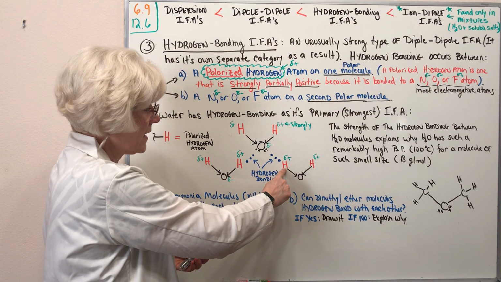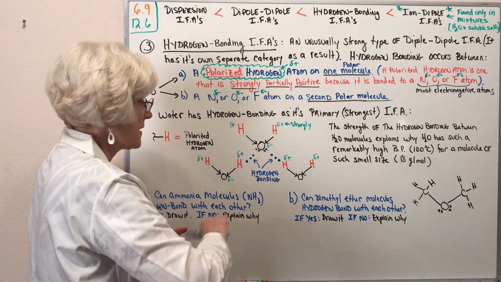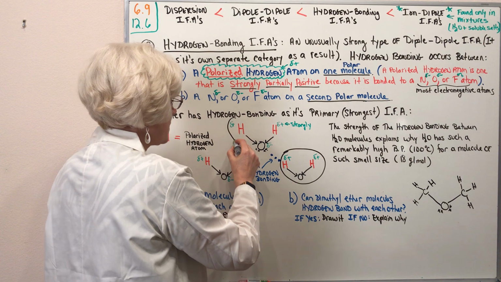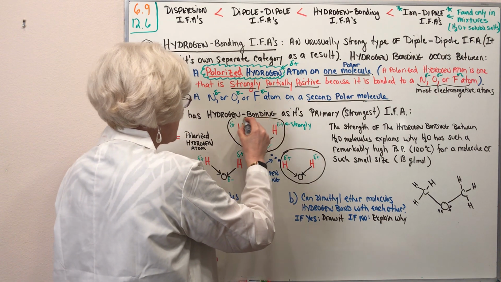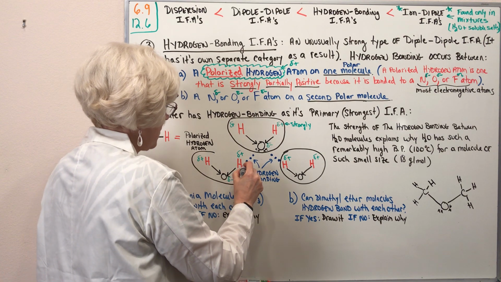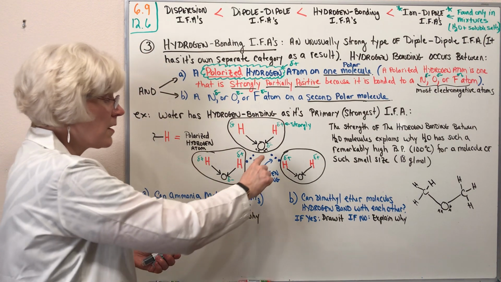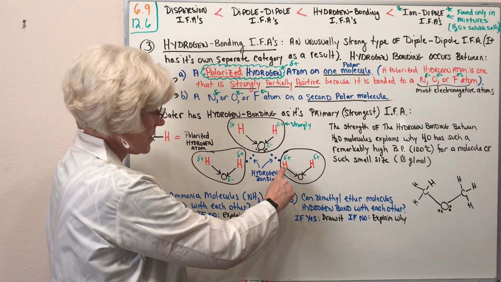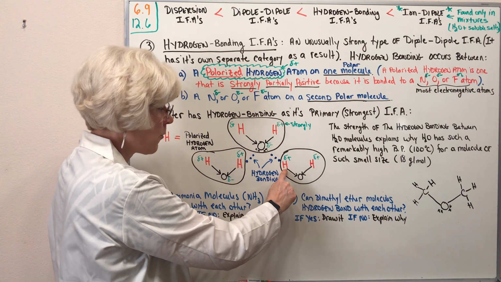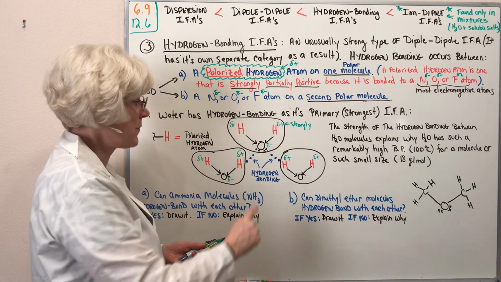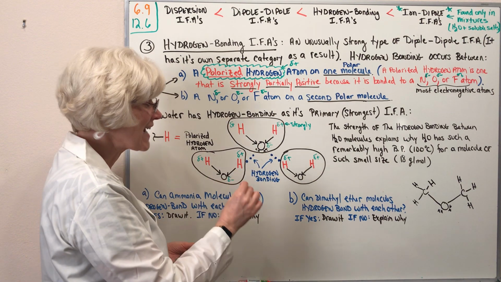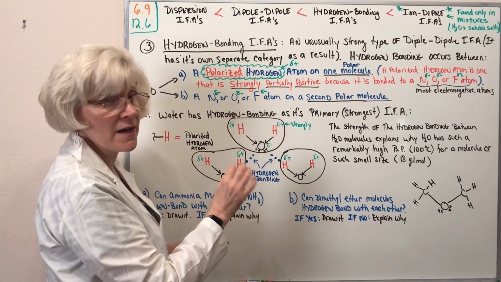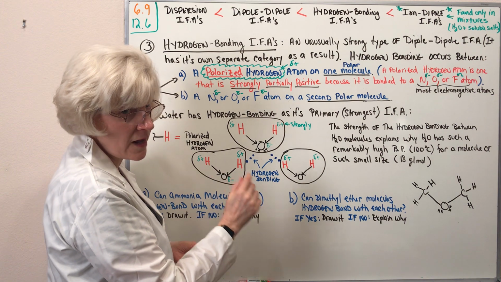That means that a polarized hydrogen on one water molecule, and let's just circle here so we clearly see a water molecule, and a third water molecule. All of the polarized hydrogens are interested in attracting to partial negative charge. So here we have a polarized hydrogen on one water molecule attracting to a partial negative oxygen on a second water molecule. And we show that hydrogen bonding by a series of dots, never a solid line.